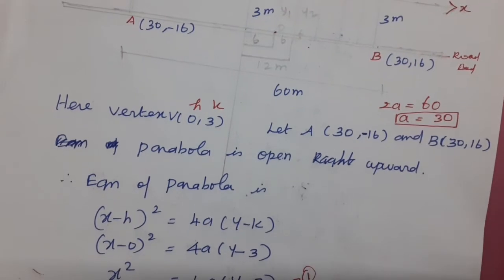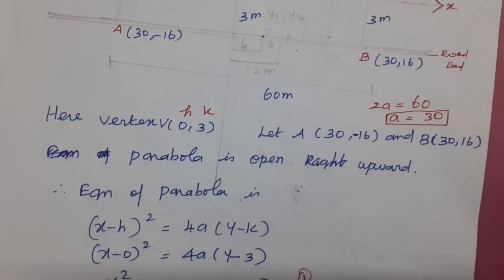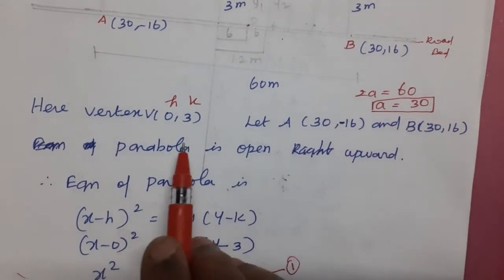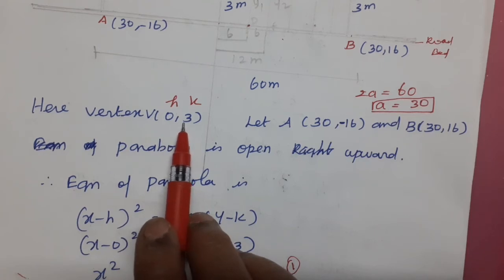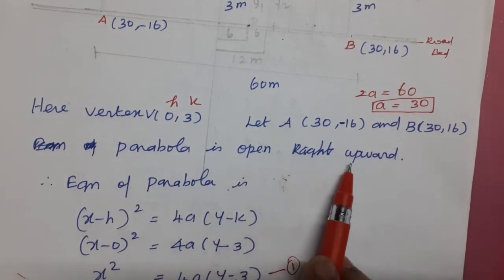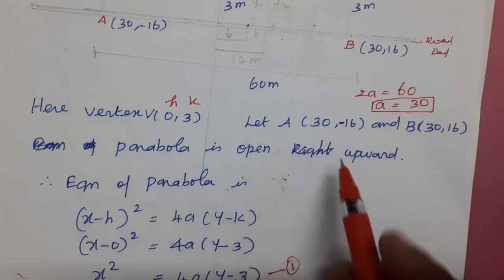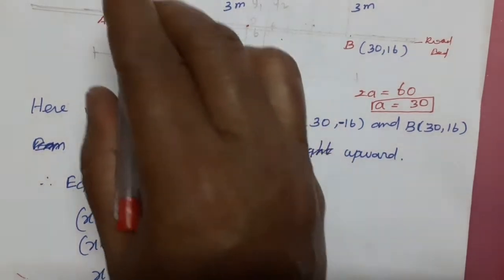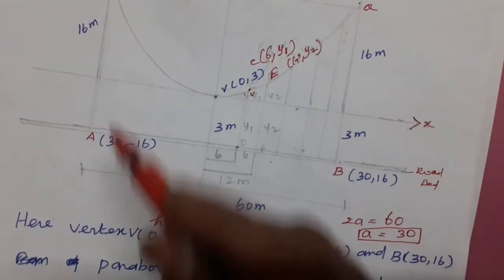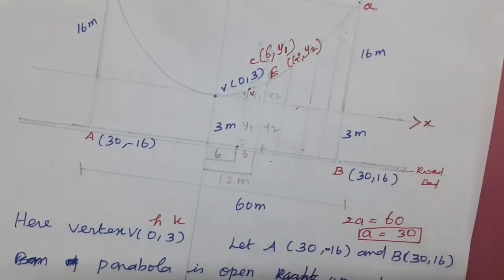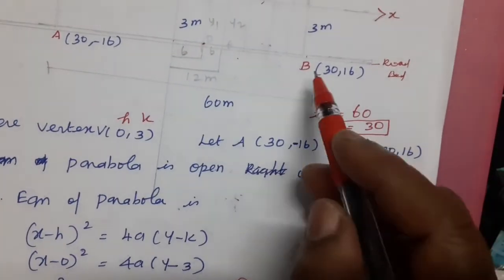So see the vertex. Vertex is what? H comma K. Vertex is H comma K. That is 0 comma 3. The parabola is what? Open upward, not rightward, open upward. Equation of the parabola, what is it? Open upward. So the point A.